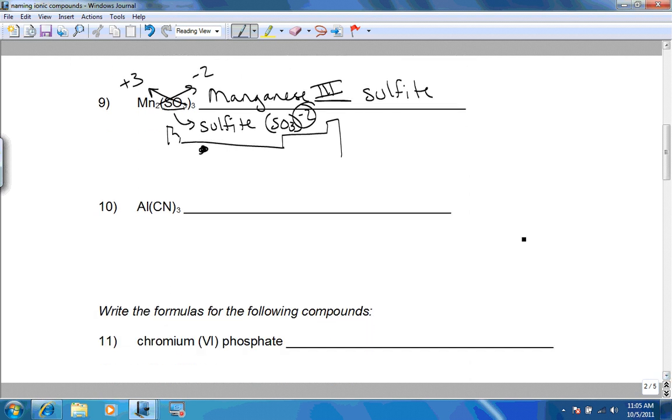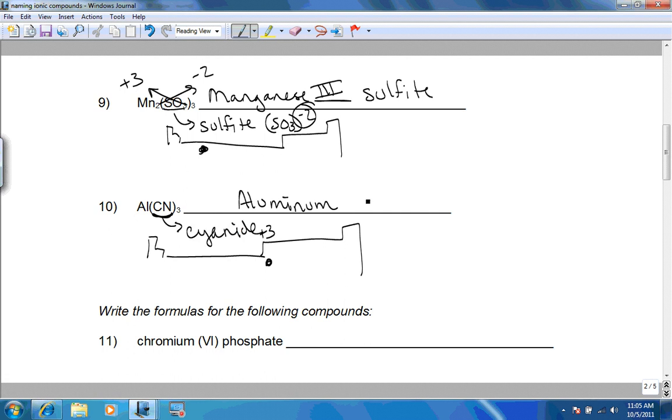And the last one for this video is aluminum cyanide. Aluminum is here on the periodic table. It's a +3. Because I was able to look at the periodic table and tell you the charge, that means I do not have to worry about that Roman numeral. I can just go straight to the anion, which in this case is cyanide.